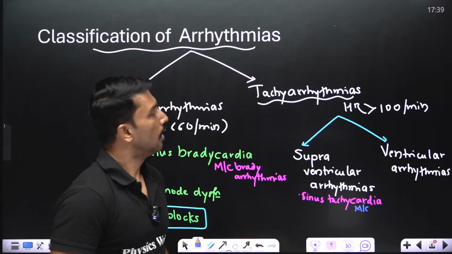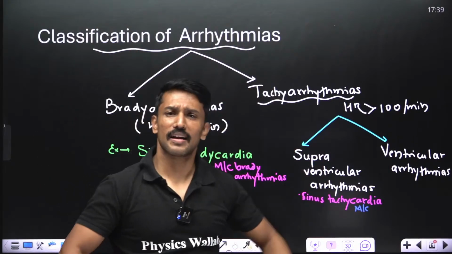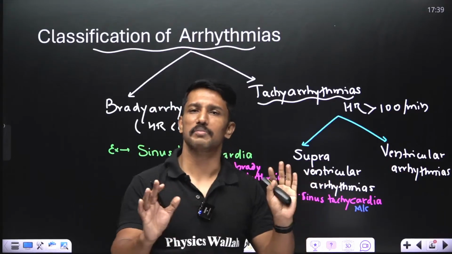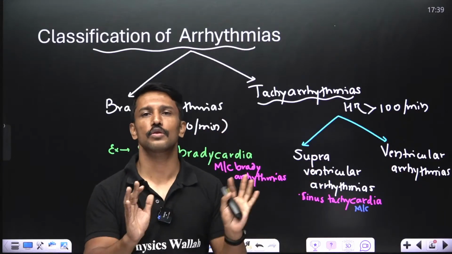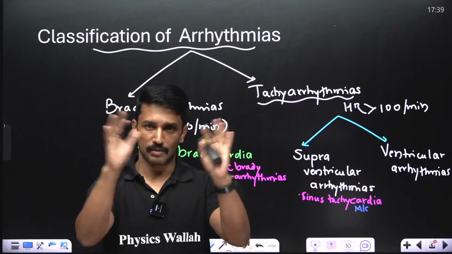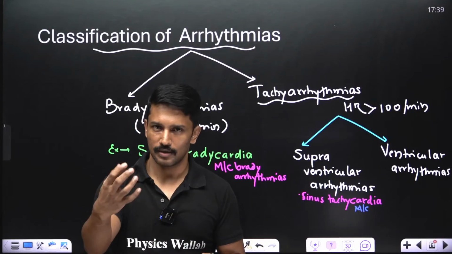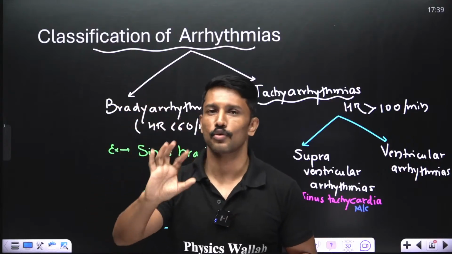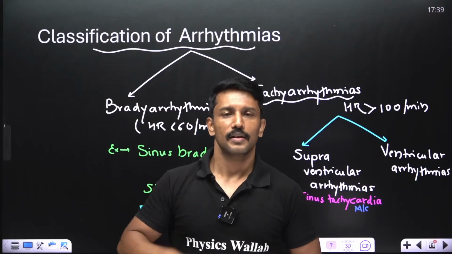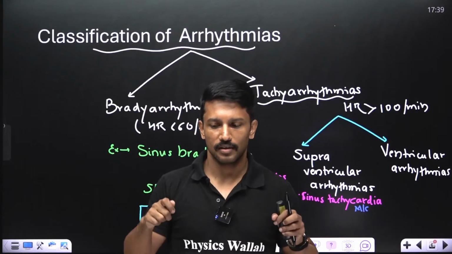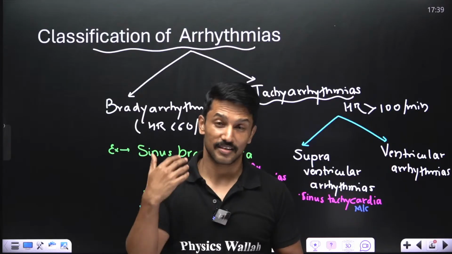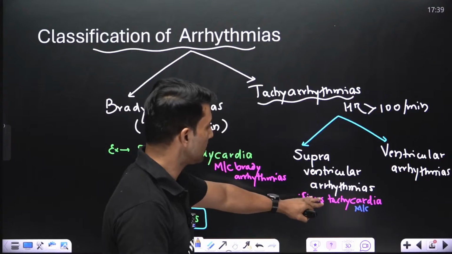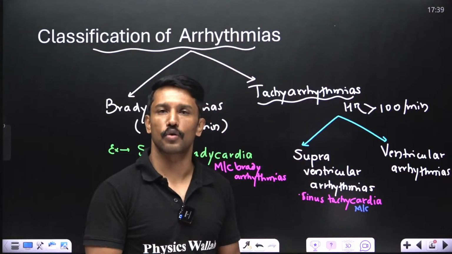In fact, among all the arrhythmias, brady, tachy, everything put together, sinus tachycardia is the most common arrhythmia. All of us have gone through it. Before seeing our exam results, you type your roll number and your result sheet is opening, your heart rate shoots up. You are going through sinus tachycardia, right? When in the Viva or OSCE, the teacher asks some question and he's staring at you, your heart rate shoots up. So you are going through sinus tachycardia. Sinus tachycardia is the most common arrhythmia overall.